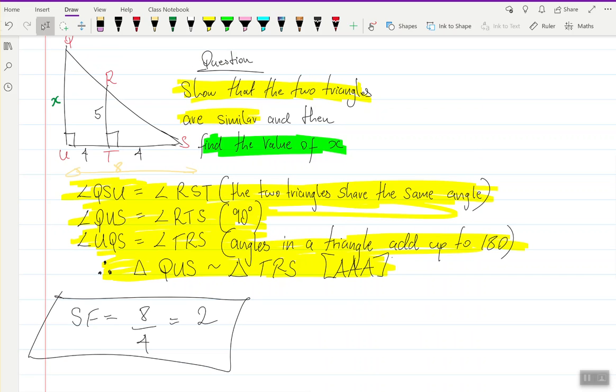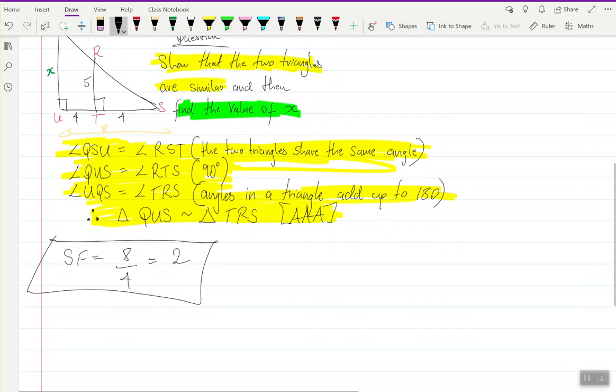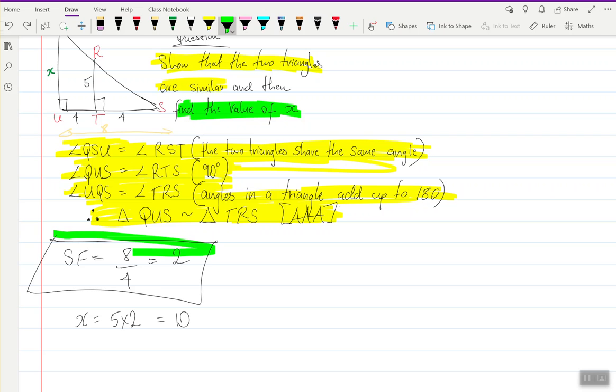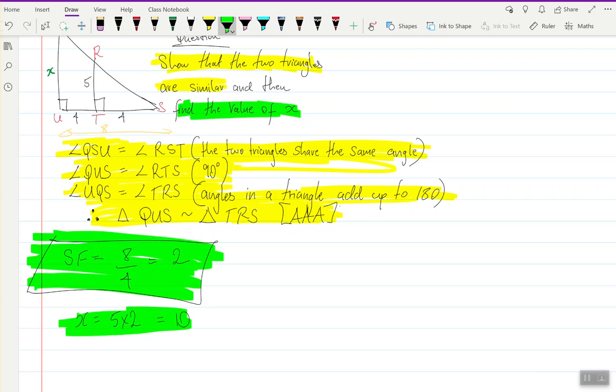Once I know scale factor, I can use that with 5 to find x. But because I'm going from small triangle to big triangle, do I multiply or do I divide? Multiply. If I'm going from the bigger triangle to the smaller one, I will divide. So x equals 5 times 2, which equals 10. And I have found x, that's the green part there. I used scale factor first, and then I found the value of x.